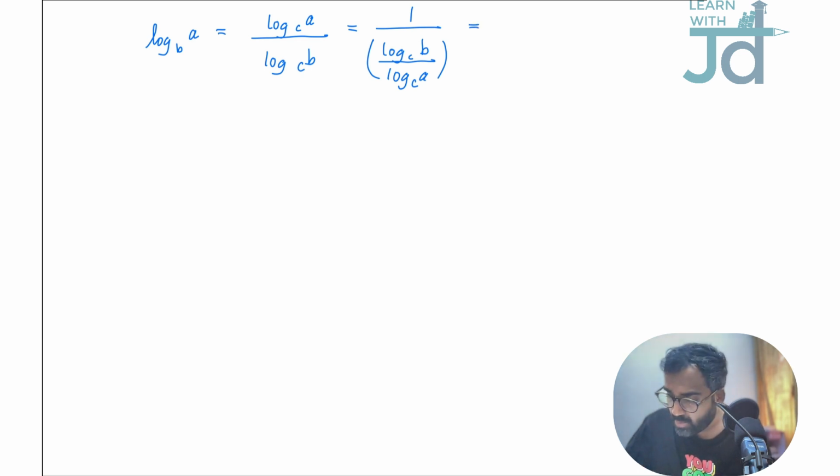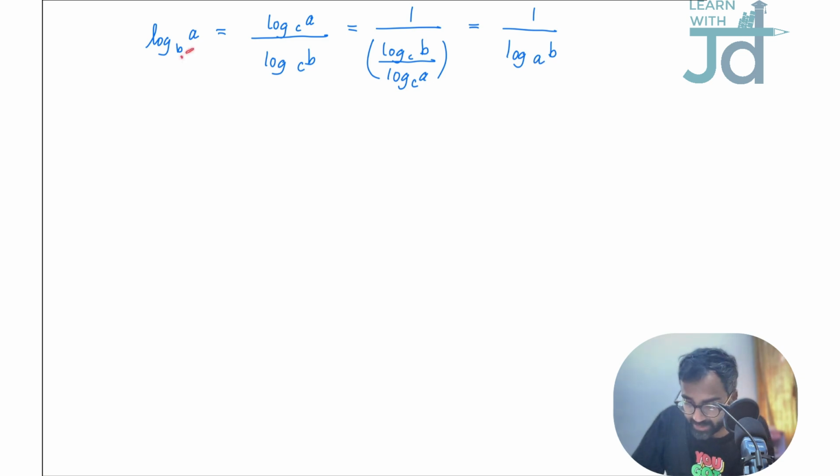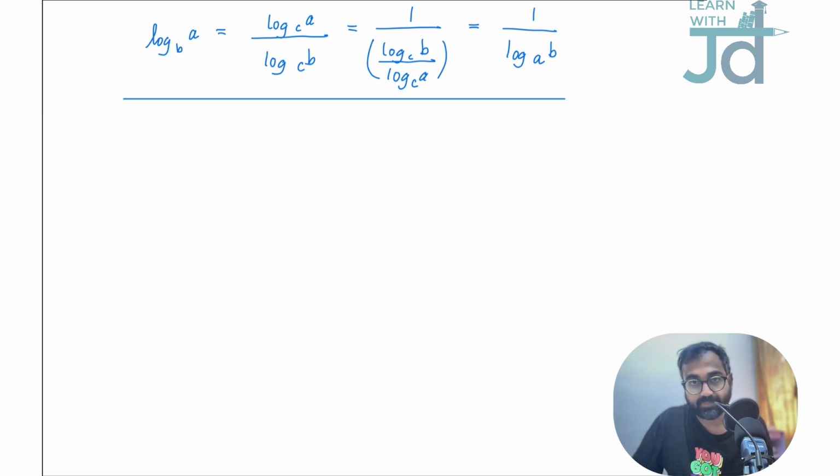Okay. Now 1 divided by, here I can write log b to the base a, because I know, from here I changed it, log a to the base c, and the base will come as a number in the denominator. So here also a is in the denominator, so a will come as a base here. So this is called the base change theorem.